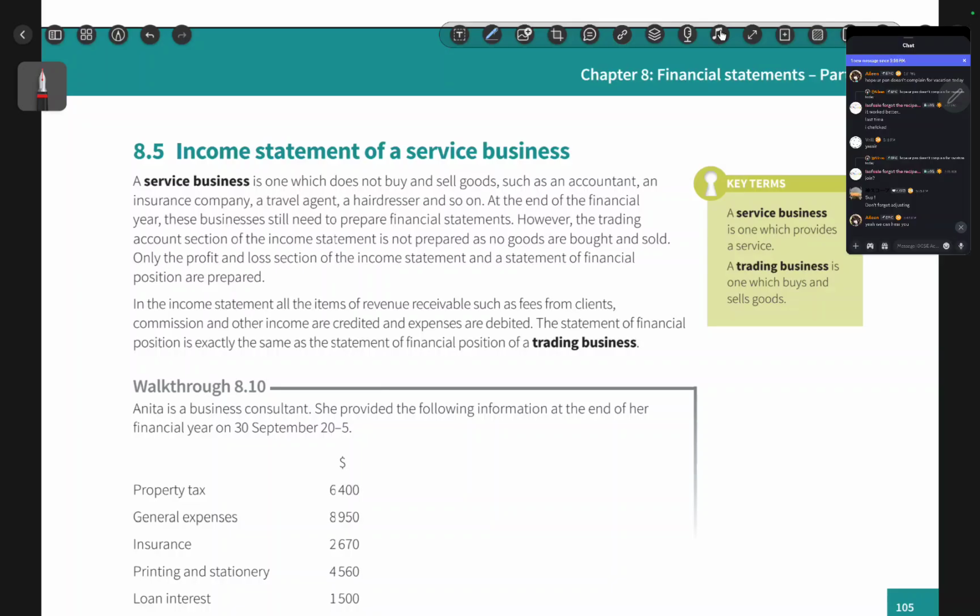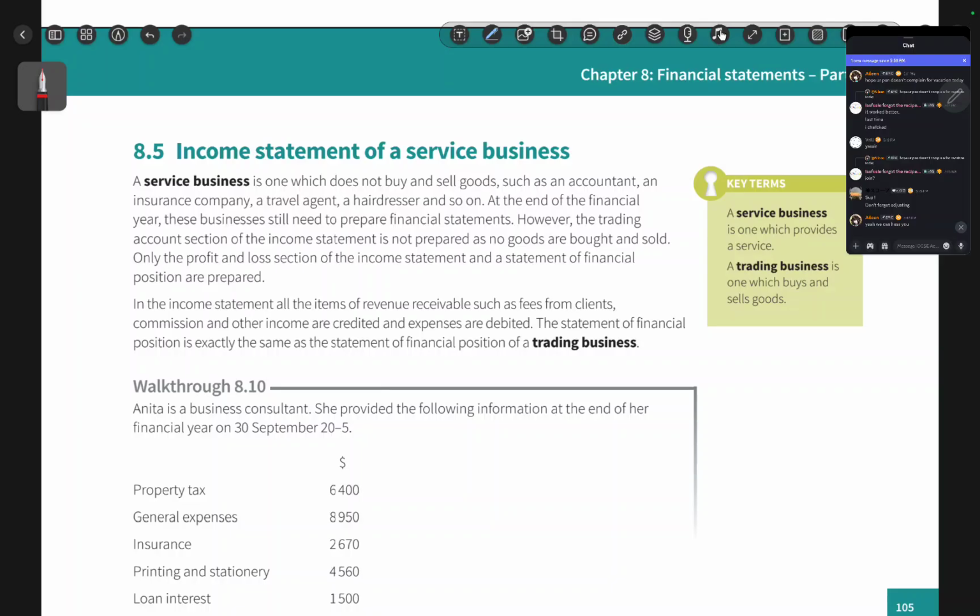At the end of the financial year, these businesses also need to prepare financial statements because they have a profit and loss as well. They have feelings too, but they don't have a trading account. So their income statement is way easier. You don't need cost of sales and you don't need all that gross profit stuff. The trading account is not prepared as no goods are bought and sold. Only the profit and loss section of the income statement and the statement of financial position are prepared, which is your balance sheet.